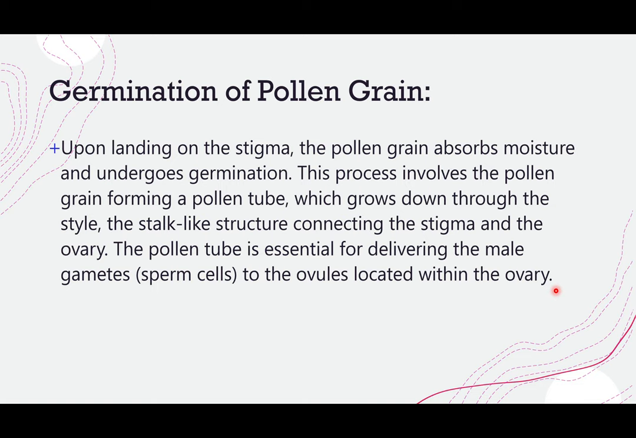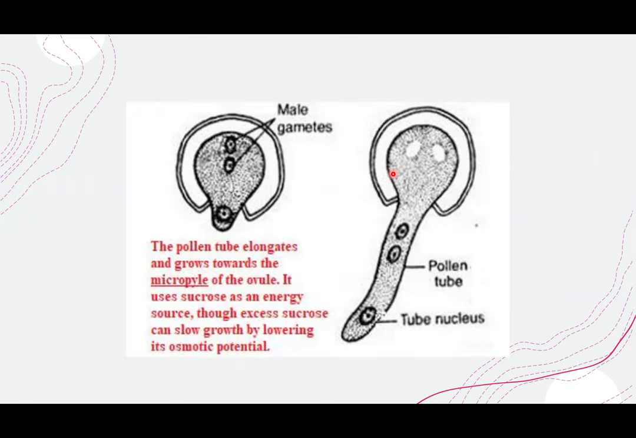When we land on the stigma, moisture is absorbed, and the pollen grain itself will germinate, using its tube nucleus to create this entire tube, the pollen tube. So this is what's happening here. We know that the pollen grain, when it's mature, has a tube nucleus and a generative nucleus. When we land on the stigma, we're going to have germination. So the tube nucleus is going to generate this entire pollen tube, and we're going to be going towards the micropyle, right? So it's going to grow towards the micropyle in the style, right?